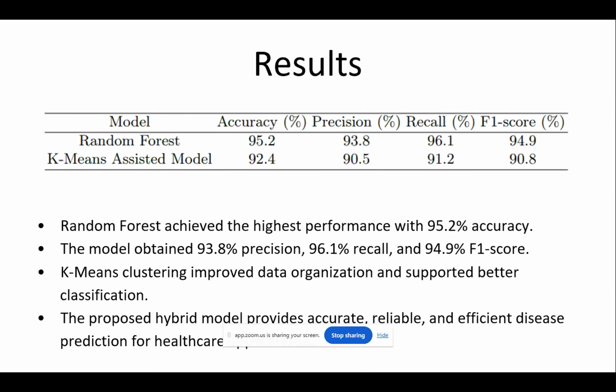The proposed model achieved excellent performance. It obtained an accuracy of 95.2%, precision of 93.8, recall of 96.1, and F1 score of 94.9 for random forest. These results demonstrate that the proposed hybrid framework provides reliable and accurate disease prediction.